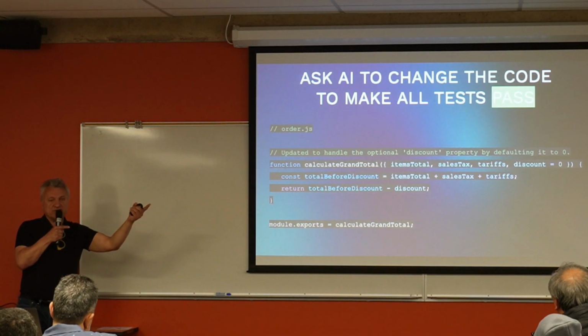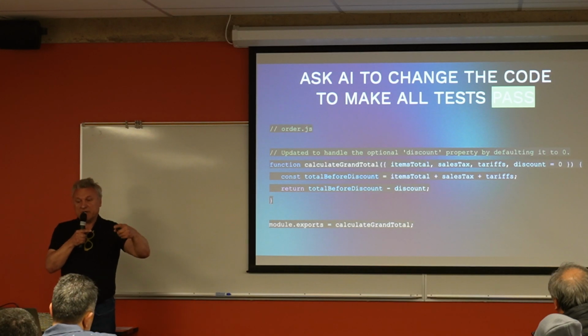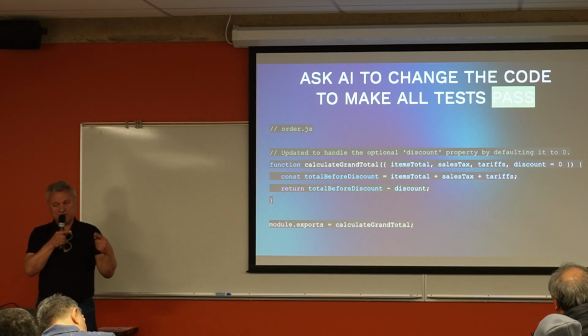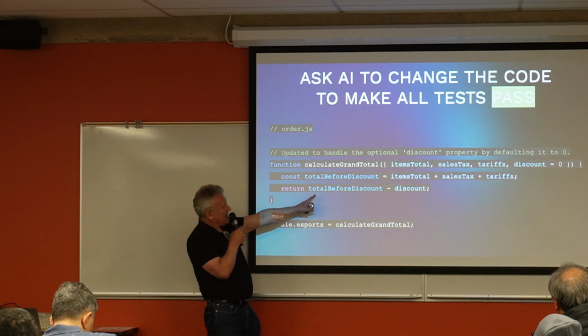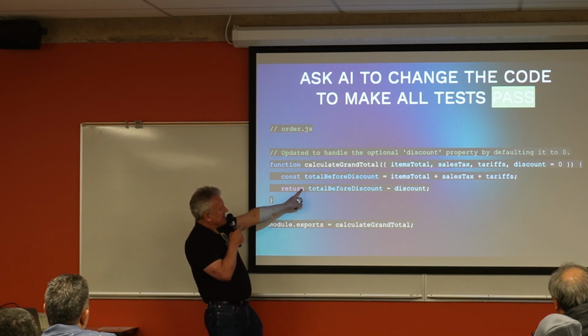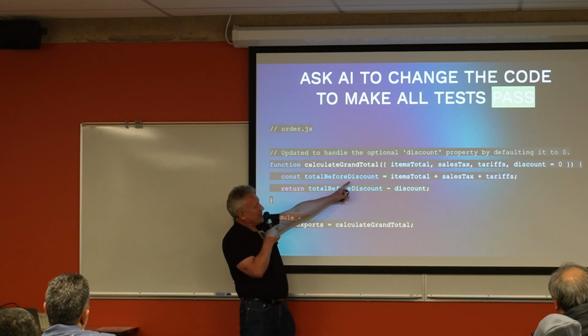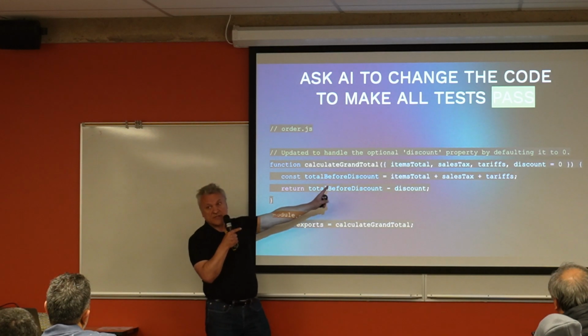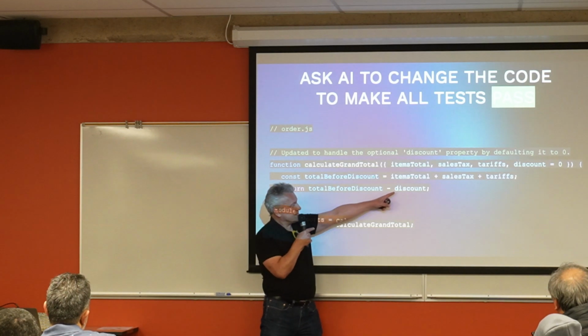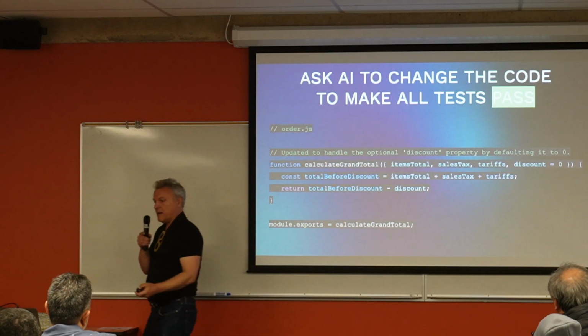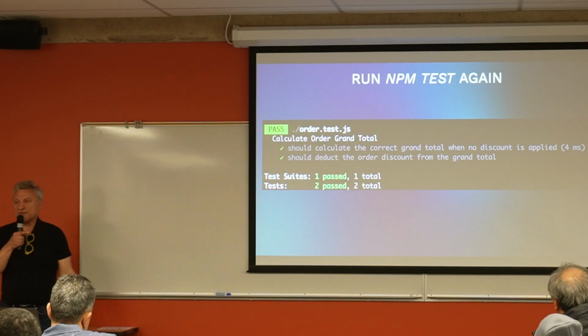So now we ask the AI to change the code to make all tests pass. It does that, and we see that it had created total before discount, so it's smart. This is all the AI did, I didn't do anything. And then it subtracts discount. Now both tests pass.